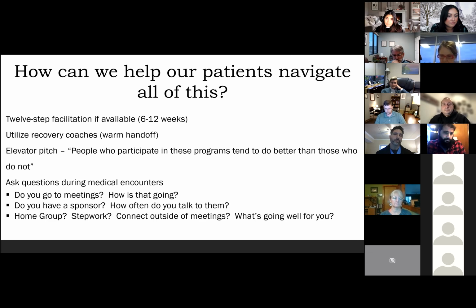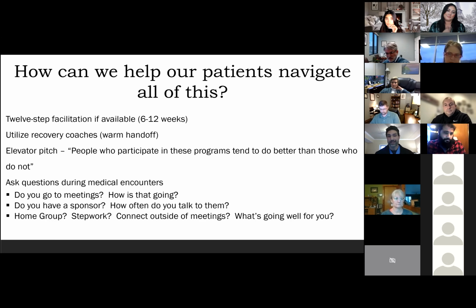Other things that we can do to help our patients: just ask questions during your medical encounters or therapy encounters. Do you go to meetings? Do you use these programs? If not, what do you do? I usually start really general. I don't assume that they're going. Just say, have you done this? Have you been to these? And if they say, oh yeah, I go to this meeting, say, really, how's it going? You can ask more questions to get a sense of how far into a program somebody is or how willing they are to give it a try.